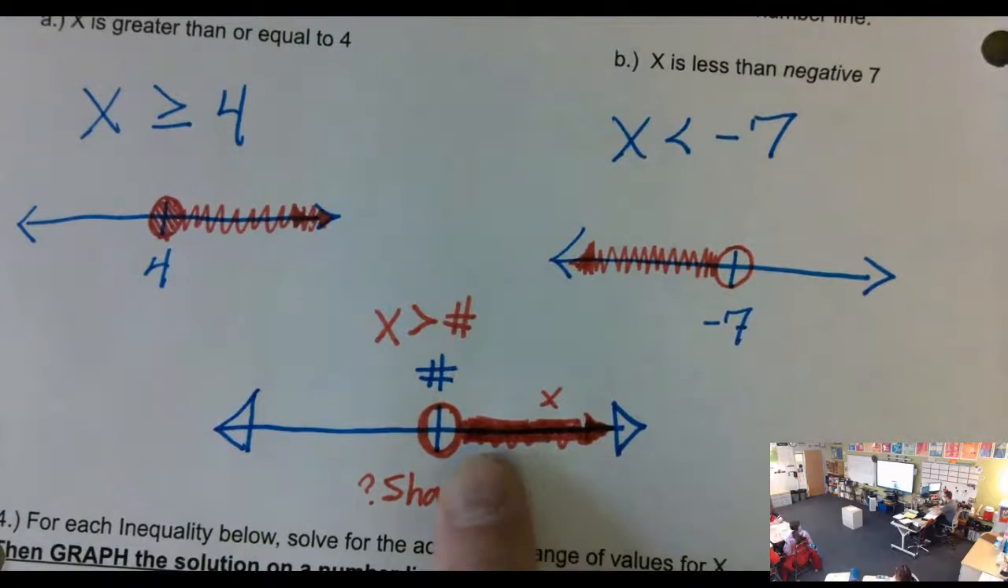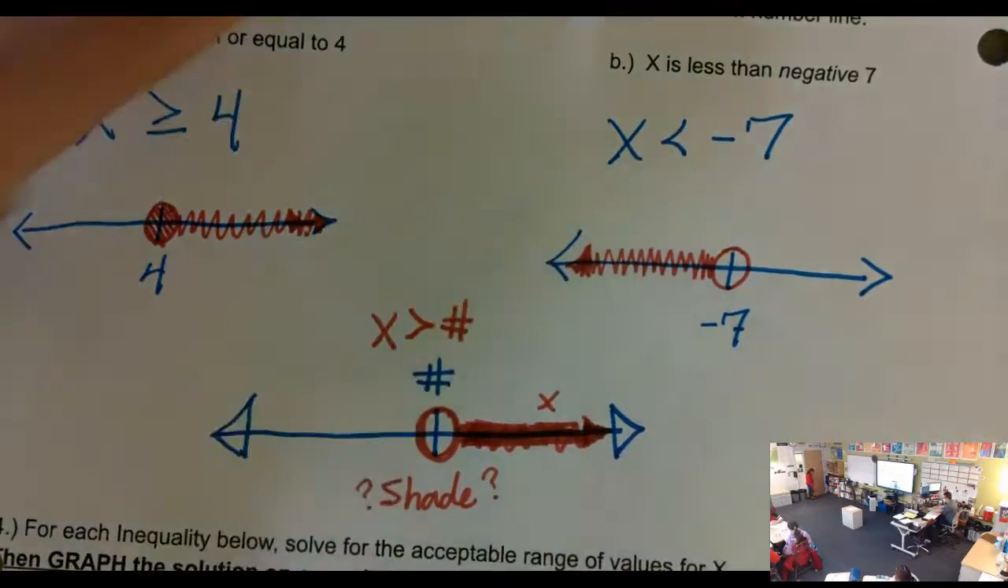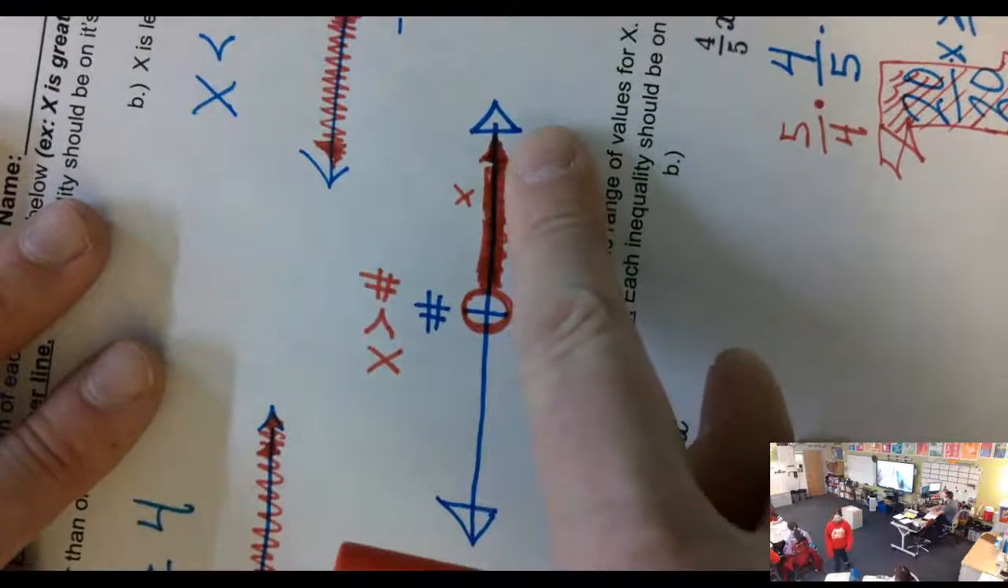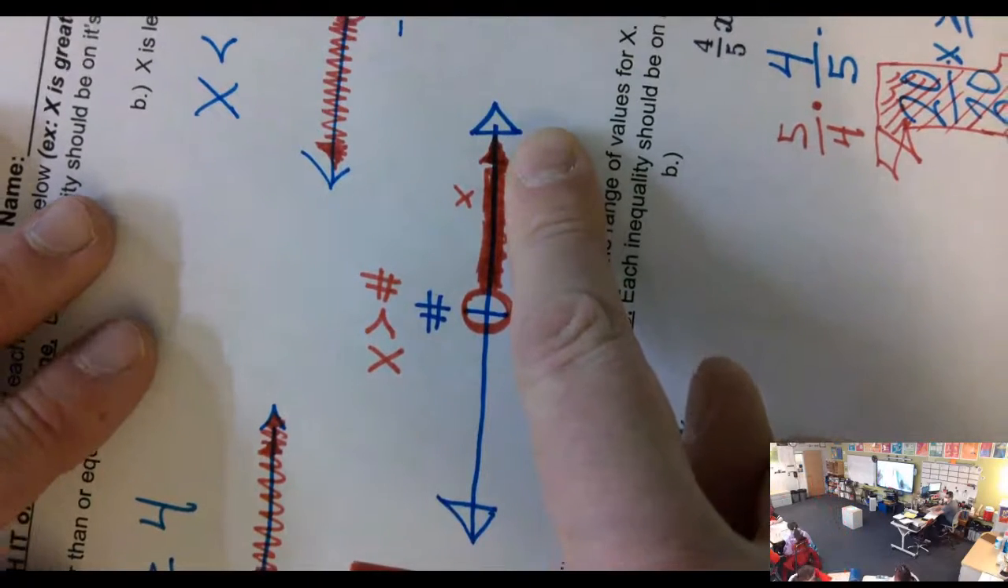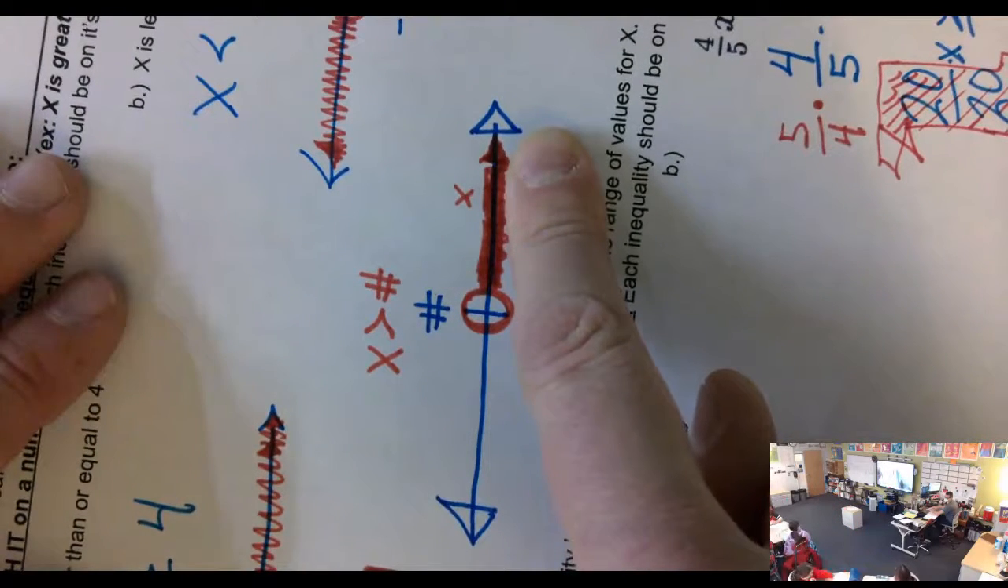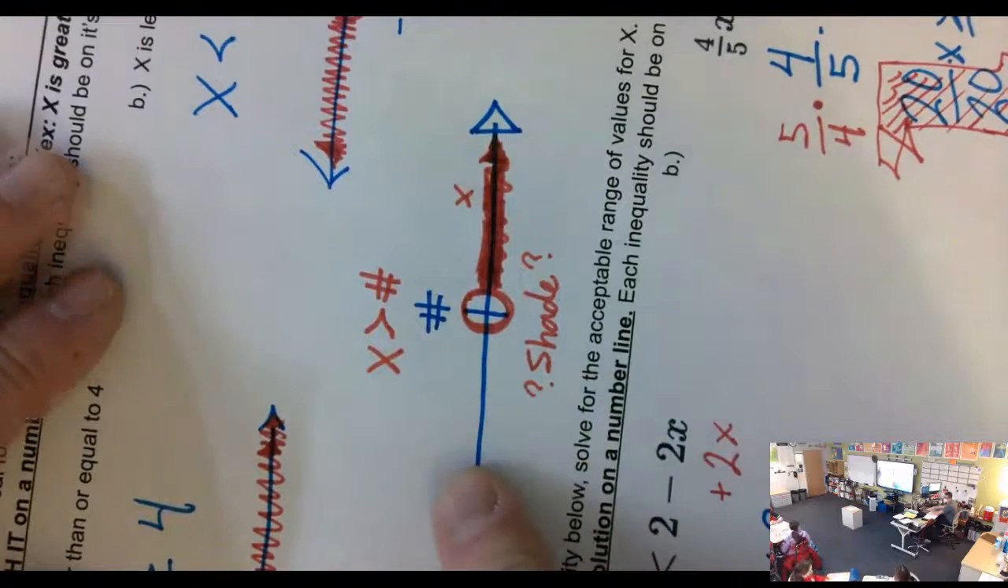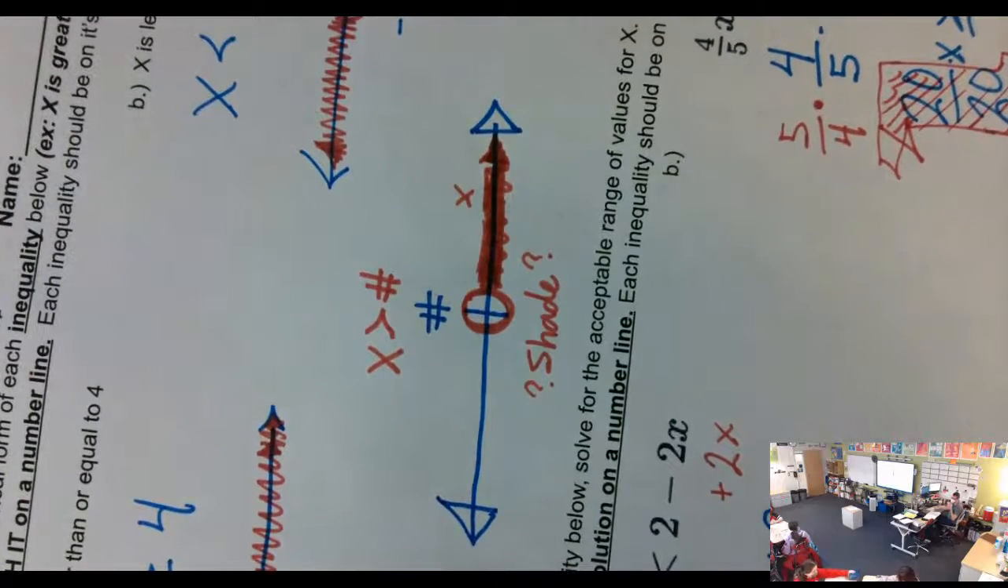To the right of a number is bigger than. Or if I turn my number line vertically, above is bigger than, greater than, more than. Below the number, or in the negative direction, or to the more negative, like a bigger negative, is less.